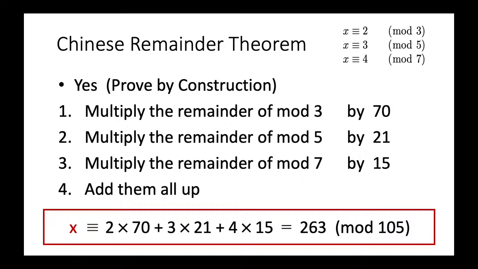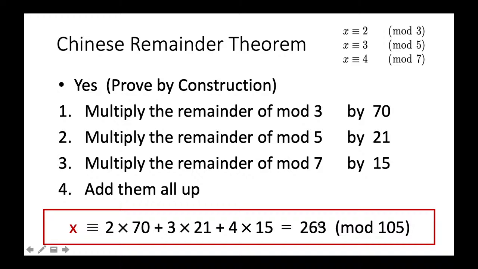So let's see this example. The remainder of modulo 3, which is 2, times 70, and then 3 times 21, and then 4 times 15. We add them all up together. It is 263. We claim that x equal to 263 will work.